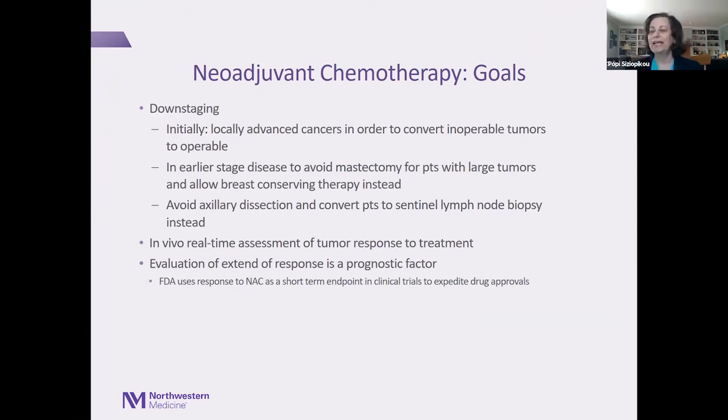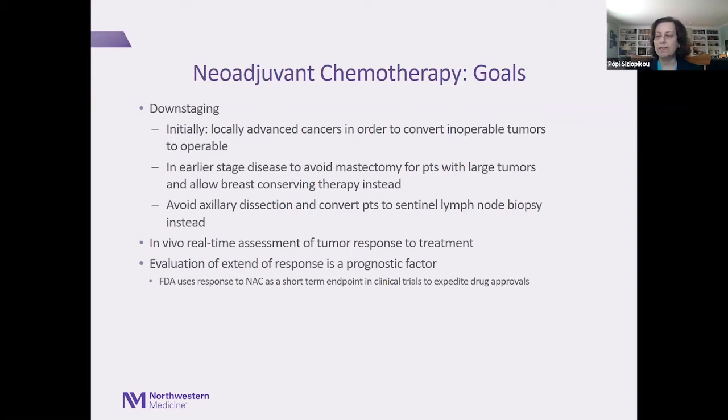And let's start. Neoadjuvant chemotherapy was initially used in locally advanced cancers in order to convert inoperable tumors to operable. However, it is now increasingly used in earlier stage disease for patients with larger tumors, with the goal of shrinking the tumor, avoiding mastectomy, and using breast-conserving surgery instead. Similarly, neoadjuvant chemotherapy is used in order to avoid an axillary dissection and convert patients to a sentinel lymph node biopsy instead. In addition to downstaging patients, another very important goal of neoadjuvant chemotherapy is the in vivo real-time assessment of tumor response to treatment.